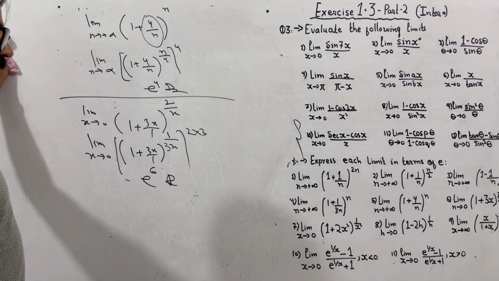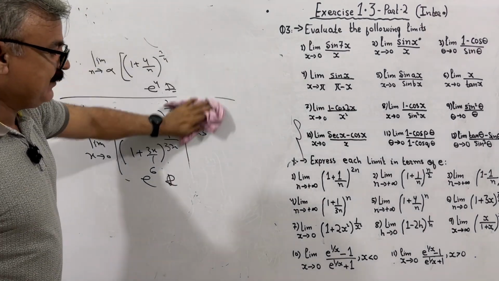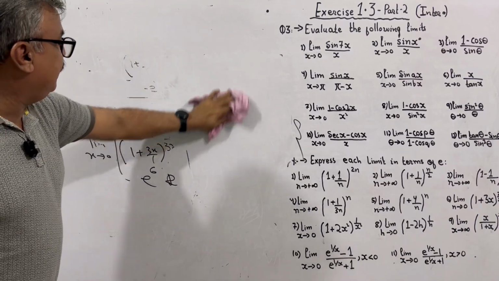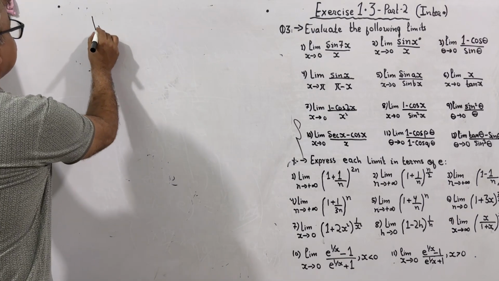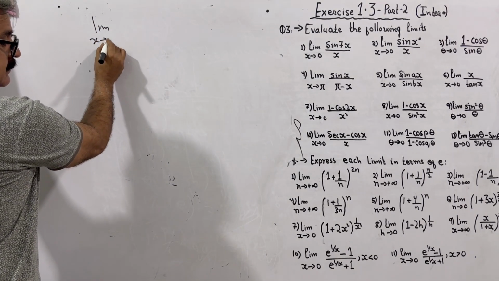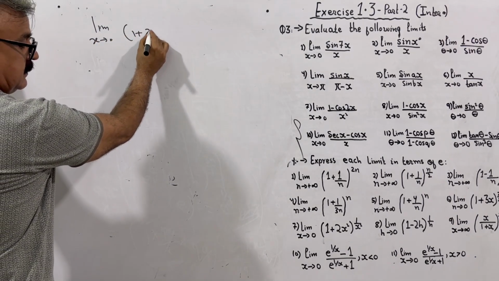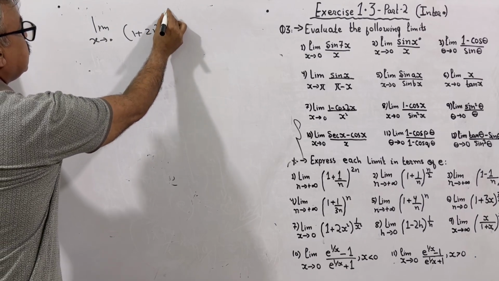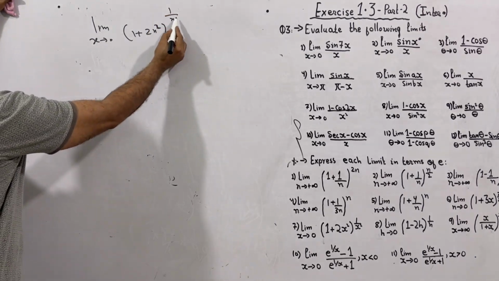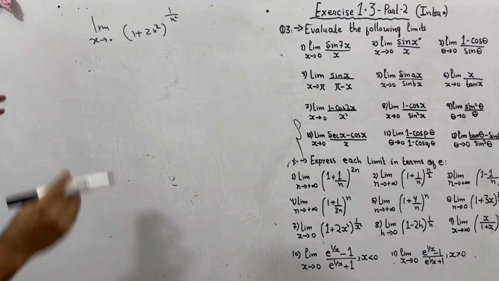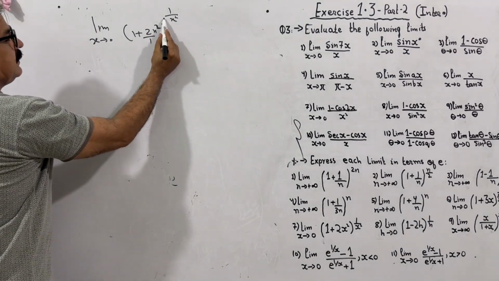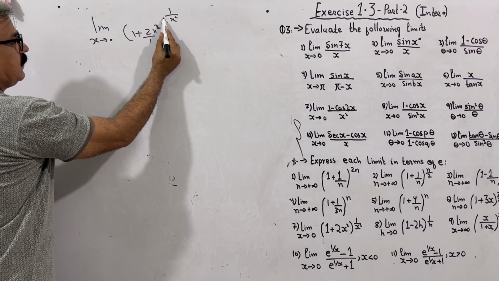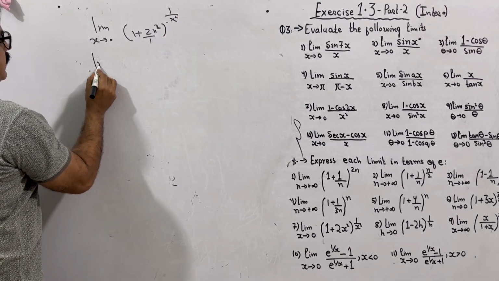Okay, moving toward the last 3 to 4 questions. I got tired, enough. Limit as x tends to 0 of (1 plus 2x square) raised to 1 over x square. Yes, cool. There must be the reciprocal of this one. There is a dearth of 2, so divide and multiply by 2.